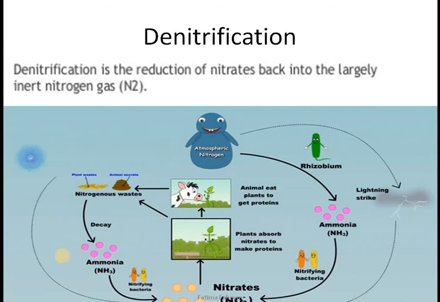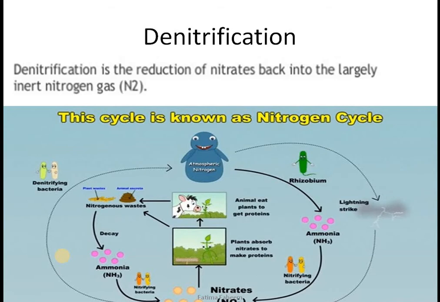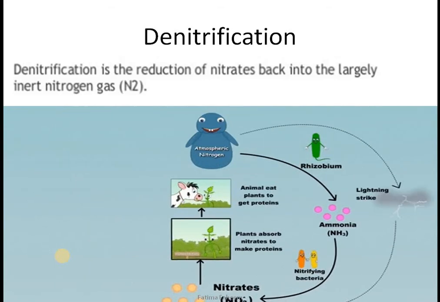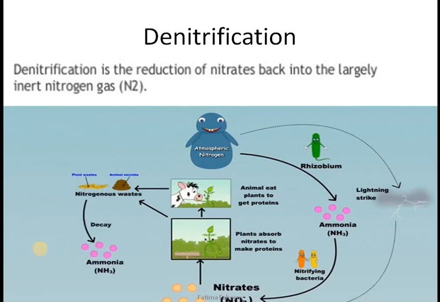So there should be a balance between the forms of nitrogen to keep the ecosystem in balance. This is done by denitrifying bacteria. These are bacteria living freely in the soil. What do they do? They convert the excess nitrate ions back to nitrogen gas. The diagram here is showing you the nitrogen cycle briefly.